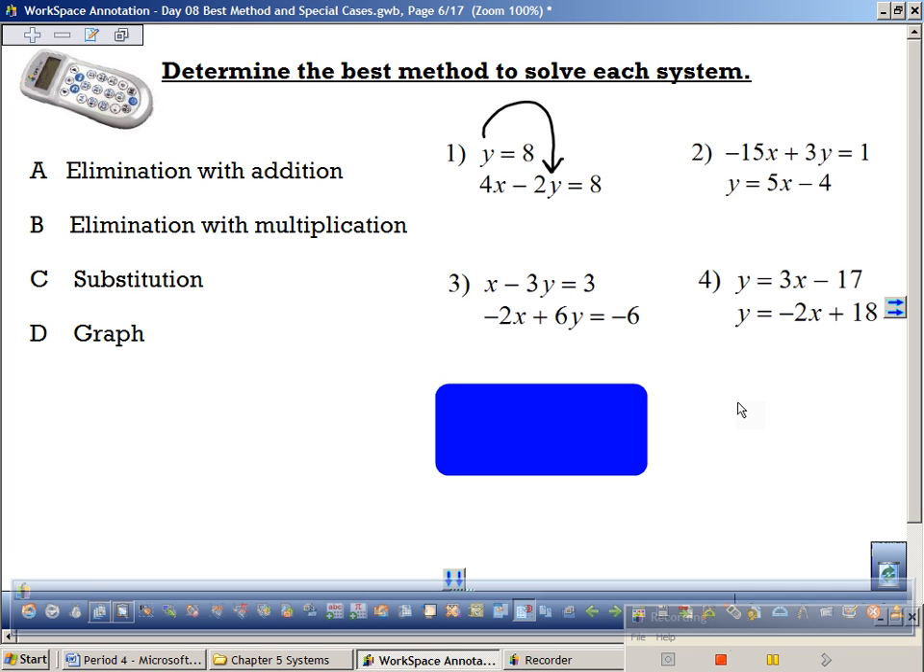Good. You could graph that one, right? They're both in slope-intercept form. What else could you use? Substitution, right? You could say if 3x minus 17 equals y and negative 2x plus 18 equals y, if they both equal the same thing, aren't they the same? Yes.